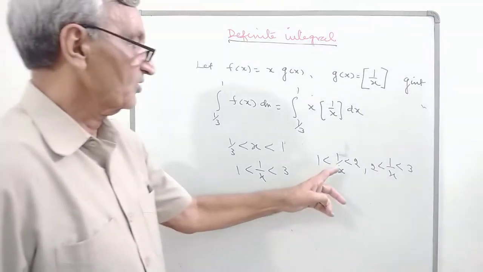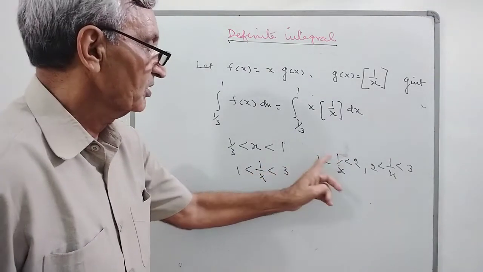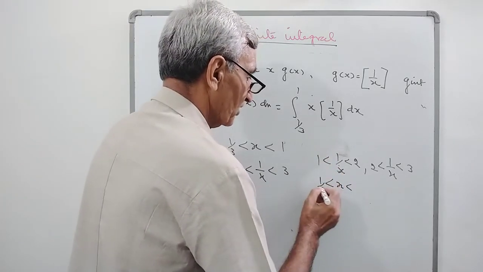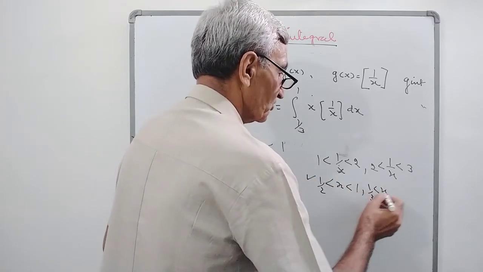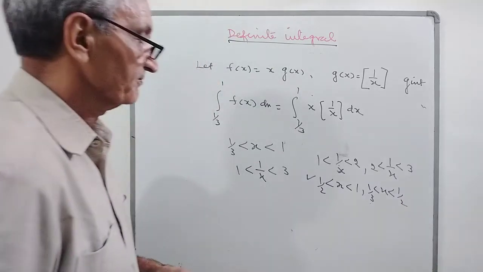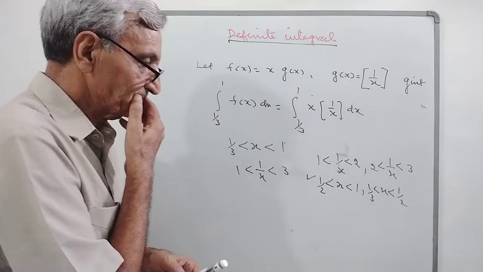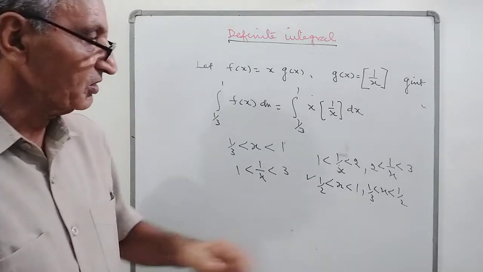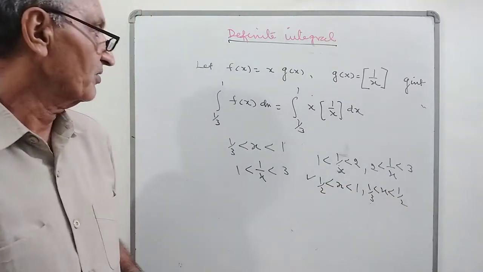So x की value, I divide into two parts. 1 over x goes from 1 to 2, so x goes from 1 by 2 to 1. Second, x goes from 1 by 3 to 1 by 2. So I make the intervals 1 by 3 to 1 by 2 and 1 by 2 to 1.